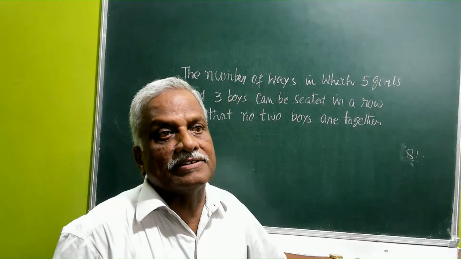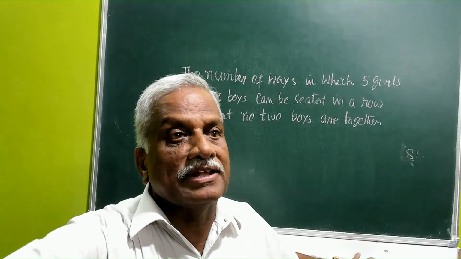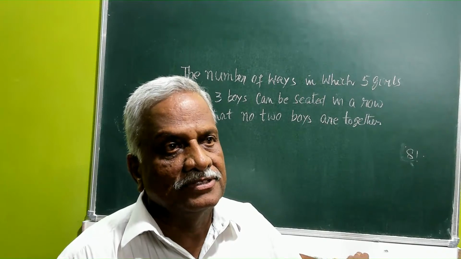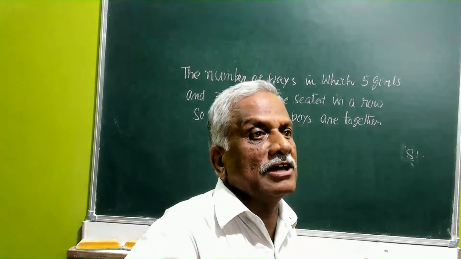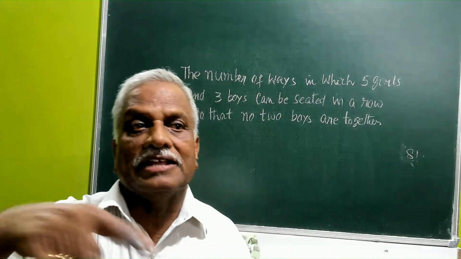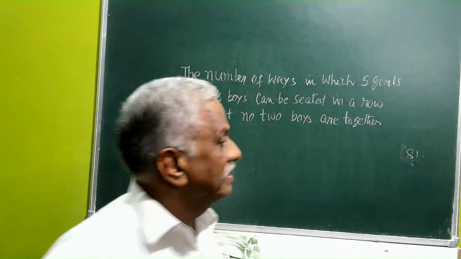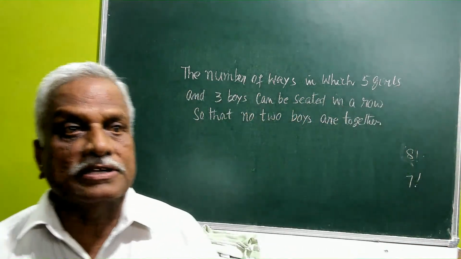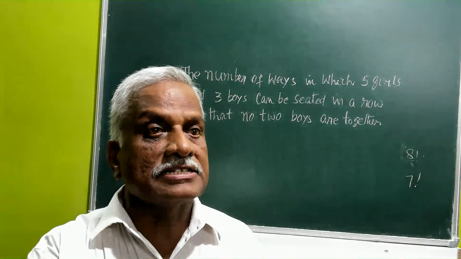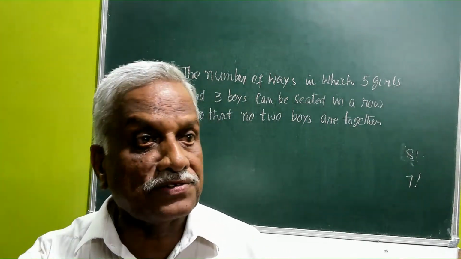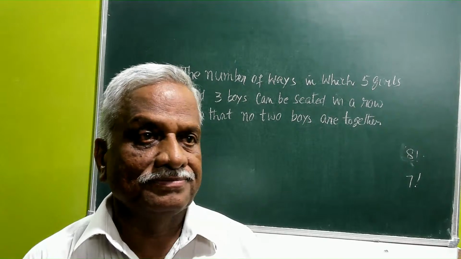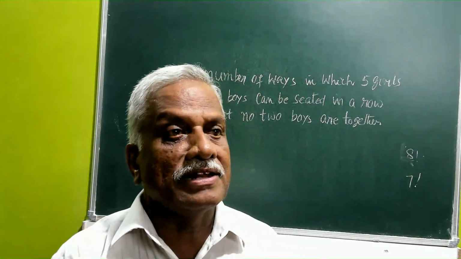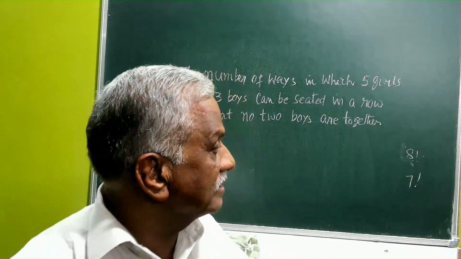There are 5 girls and 3 boys. How many ways you can arrange them in a row? The answer is 8 factorial. Supposing the problem is 5 girls and 3 boys arranged in the form of a circle, it is 7 factorial. Try to understand the concept. If 5 boys and 3 girls should be arranged in a row, no conditions, it is 8 factorial. If 5 girls and 3 boys are arranged in a circle, no condition, it is 7 factorial.